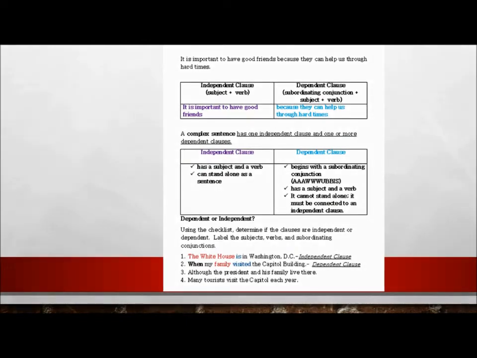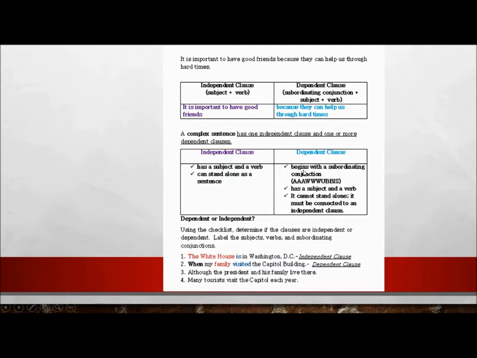All right, let's look at sentence number 3. It says, although the president and his family lives there. So let's look at the checklist to see if this is an independent clause or a dependent clause. So remember, the independent clause has a subject and a verb, and so does the dependent clause. So let's look at the difference.